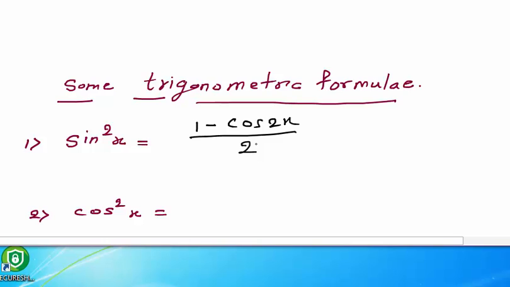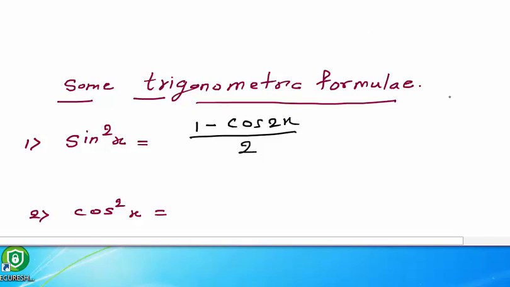Because we have seen Laplace transform of sine, Laplace transform of cos, but what is the Laplace transform of sin square t? So we first have to convert this sin square t into the standard form whose formula we already know. So this sin square x can be written as (1 minus cos 2x) upon 2.